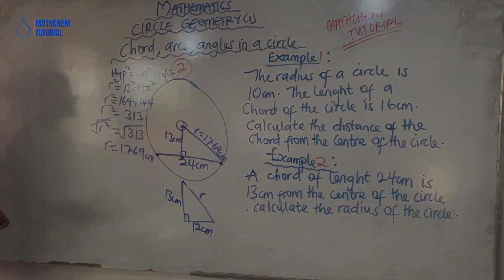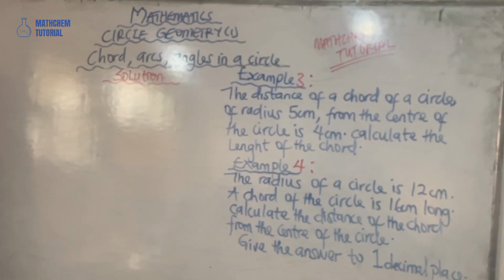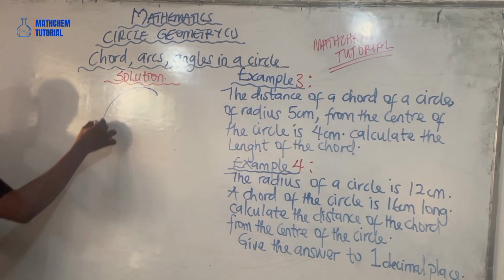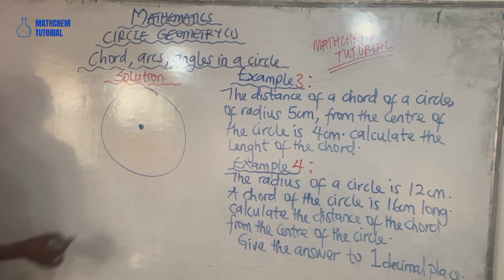So let's move to another example. Go to example 3. Example 3 says that the distance of a chord of a circle of radius 5 centimeter from the center of the circle is 4 centimeter. Then calculate the length of the chord. What are we going to do first? We are going to draw our circle as usual. So drawing the circle here, put your center here. This is the center of the circle.